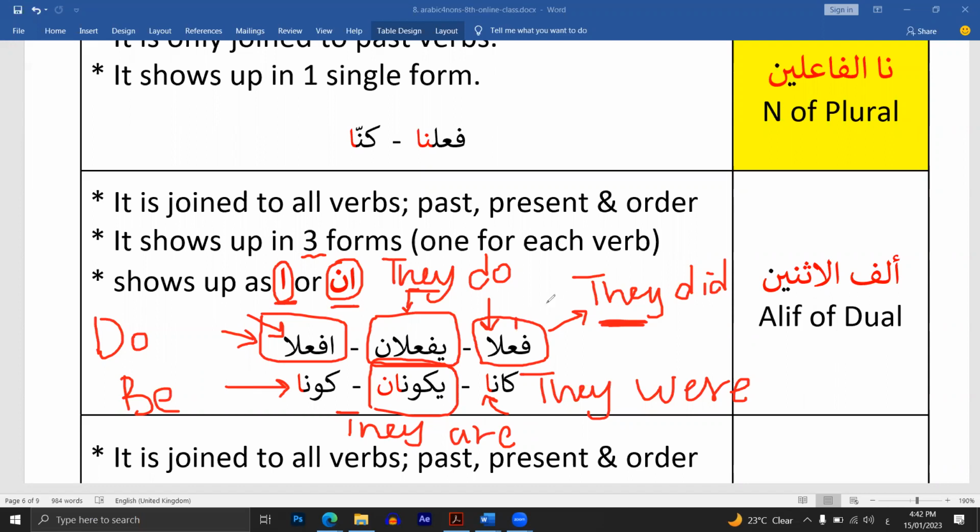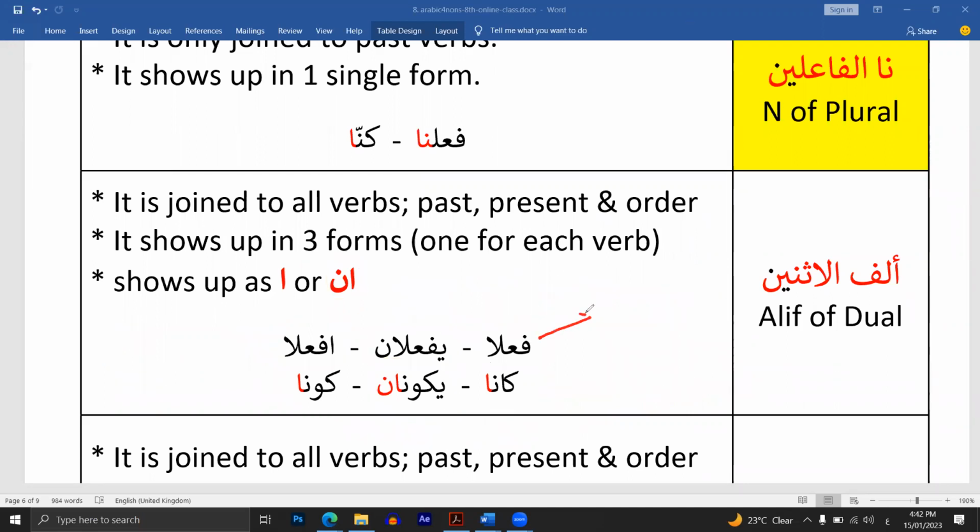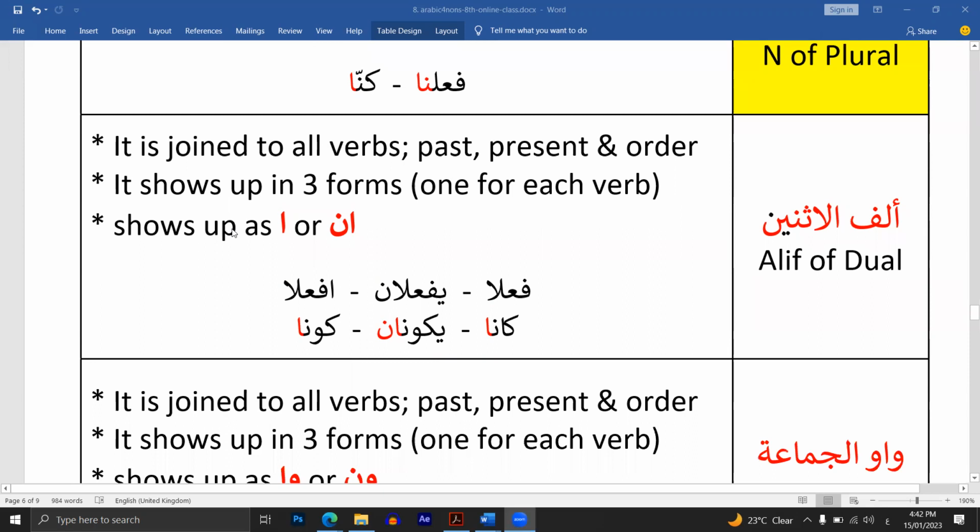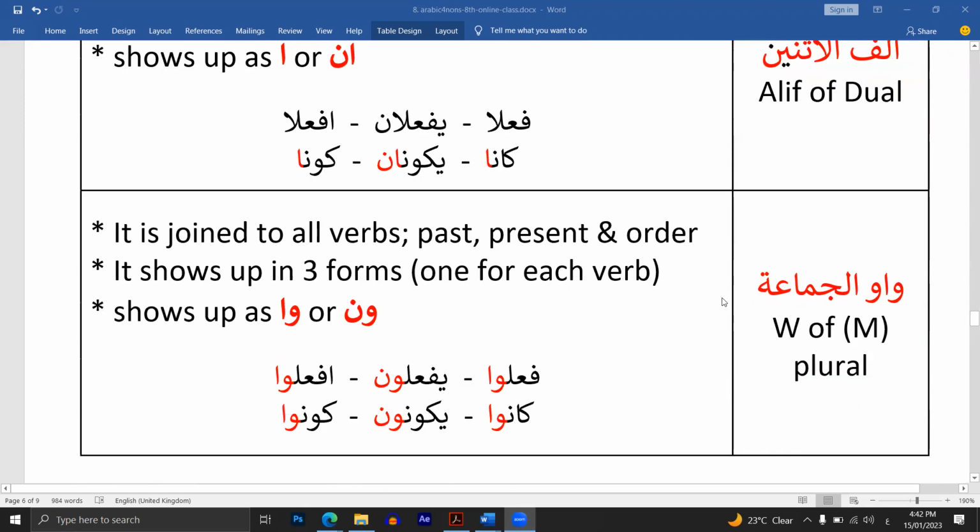So in the past and in the command, ألف الاثنين will show up as only ألف, like this. But only in present, it will show up as ألف plus noon. يفعلان, يكونان. Okay. The same case is repeated here with واو الجماعة.